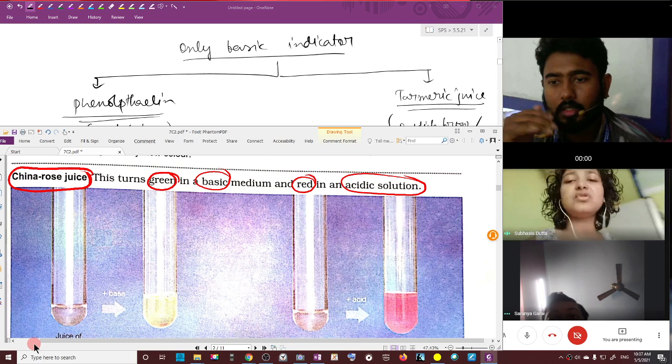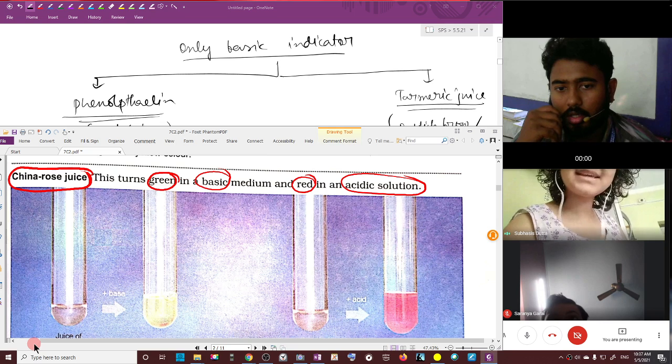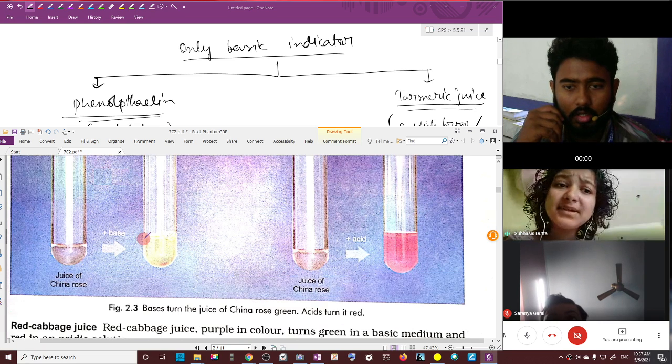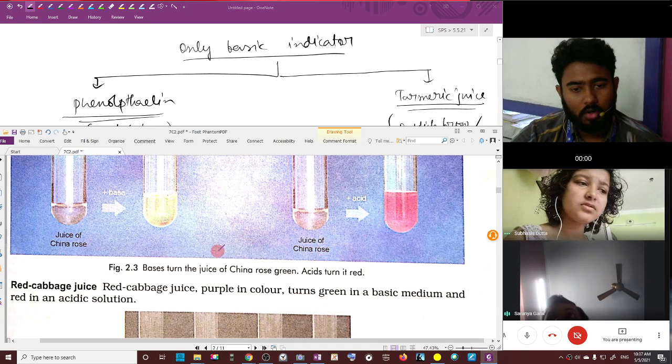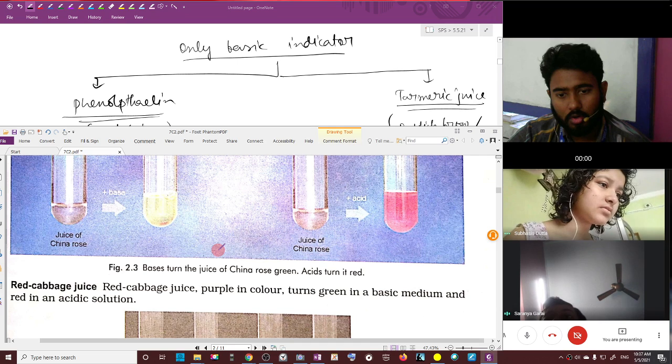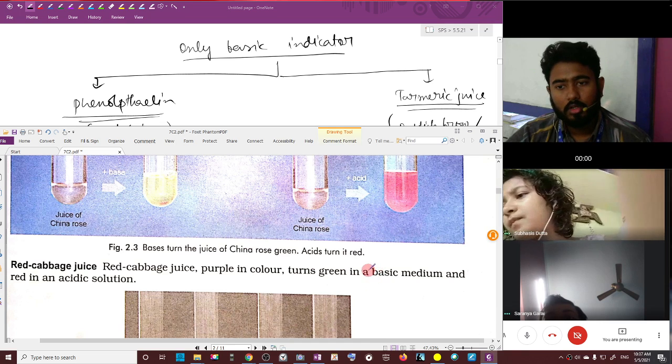Sir, you told that red cabbage juice is green in basic and red in acidic, but in the chart it is written grey in acidic. Red cabbage juice, sir, has been given in the chart. Then I have written it wrong, I misplaced it. It may happen. Okay.